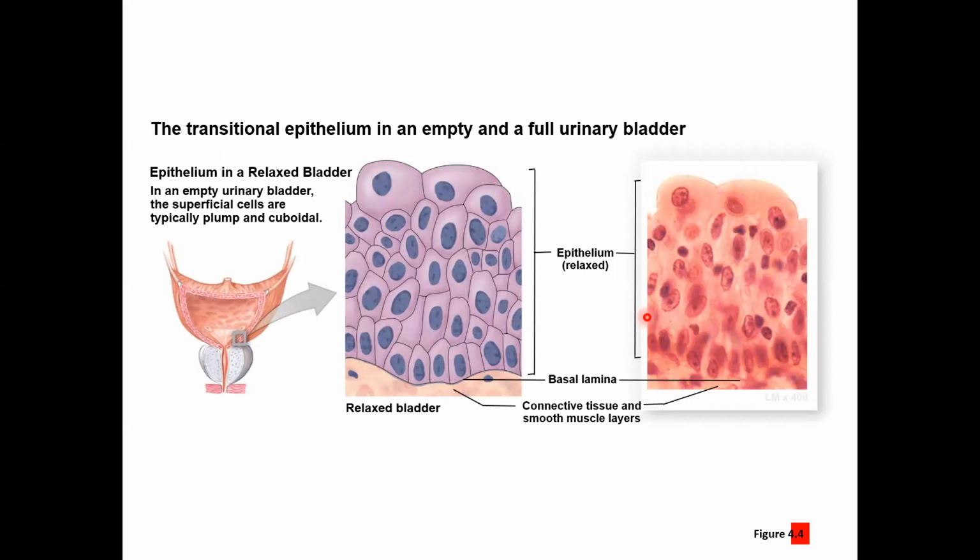So here you see this in the empty bladder. And they're really kind of fat and cuboidal. And then as the bladder fills, it will stretch these cells out and they look a lot more columnar.